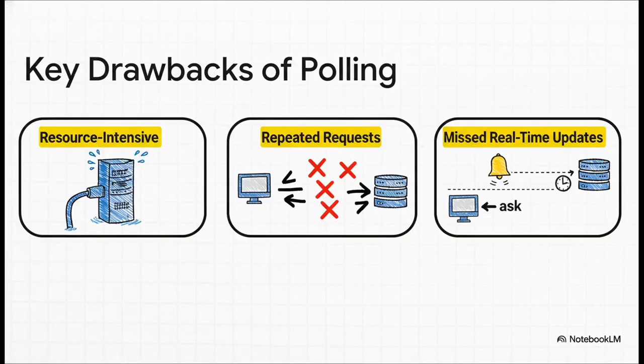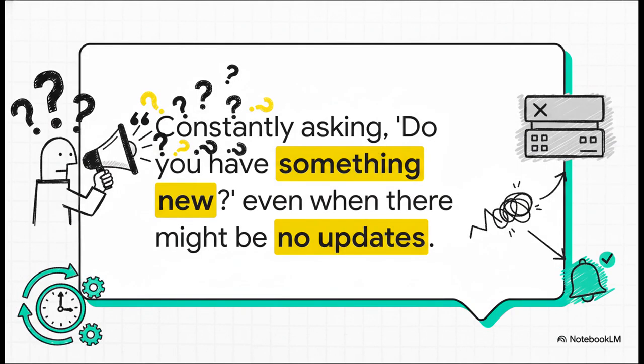And that wastefulness leads to some pretty big drawbacks. First off, you've got all those repeated requests. Most of them are just empty. They come back with nothing, just clogging up the network. This is super resource intensive, which costs money for both sides. And maybe the most frustrating part for the user, the updates are delayed. You only find out something changed when your next check-in happens, not in the moment it actually happens. And that quote really nails it. Polling is basically like pestering someone for news when 99% of the time, there's absolutely nothing new to report.